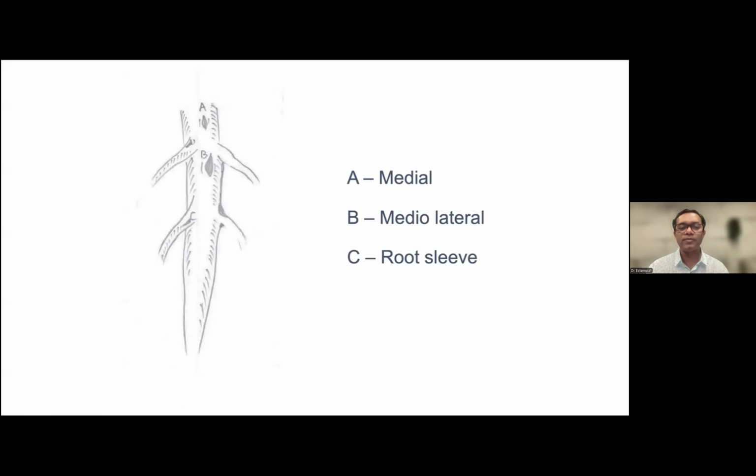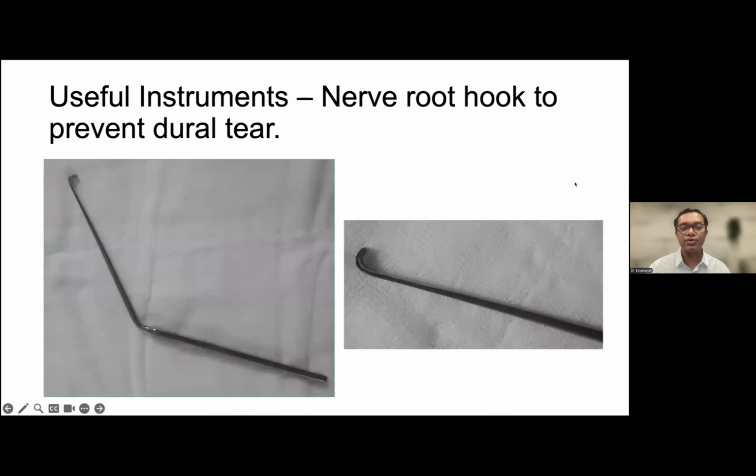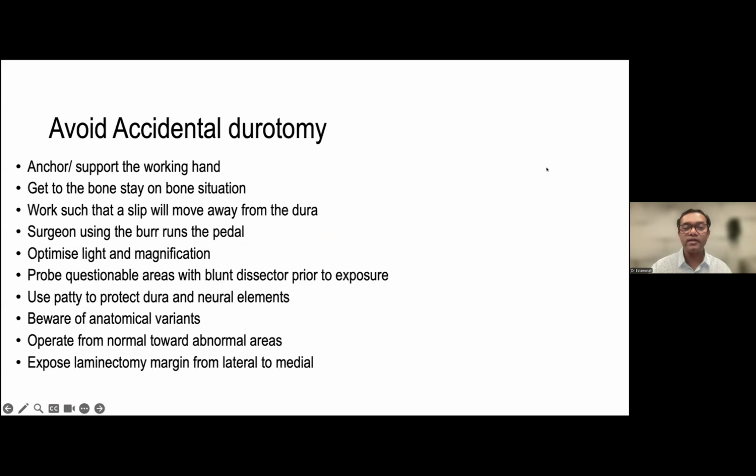The easiest ones to repair are the A and B, which is the medial and mediolateral. The root sleeve is very difficult. So all the other techniques which I showed you can use. You can have a nerve hook, which is very good to prevent a dural tear. So you're adequately decompressing. And avoiding is, anchoring your hand, make sure you stay on bone, work in such a way that you don't slip.